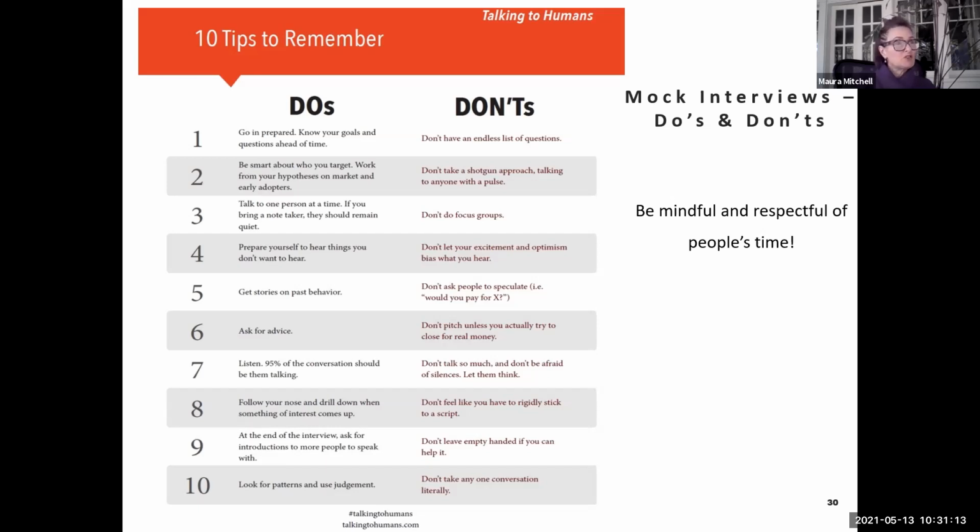Yeah, don't go off of your script. So if you find that people are interested, the other person's really interested in a topic, go question that further rather than sticking to the script.